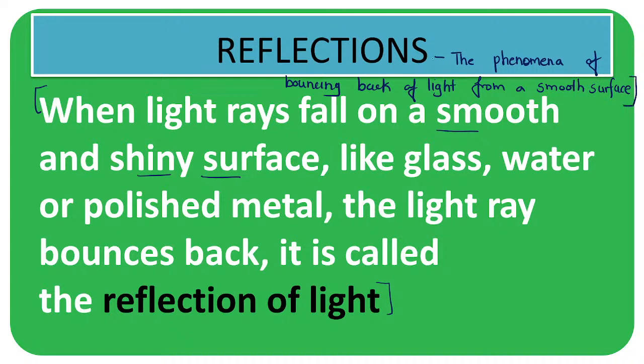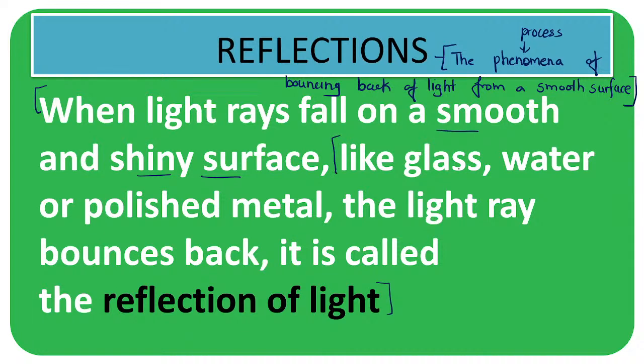So what is reflection? Phenomena. Phenomena means a process. Reflection is nothing but a phenomenon of bouncing back of light from a smooth surface. You can also write it as the property of light wherein light bounces back from a smooth reflecting surface, termed as reflection. So when light rays hit any smooth surface, what kind of surfaces can act as a reflector?